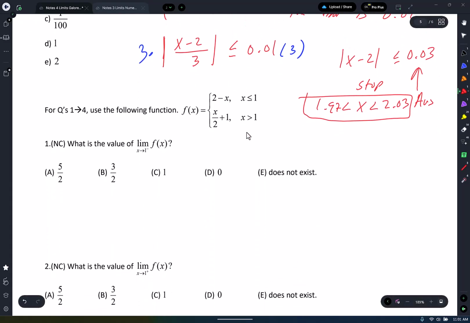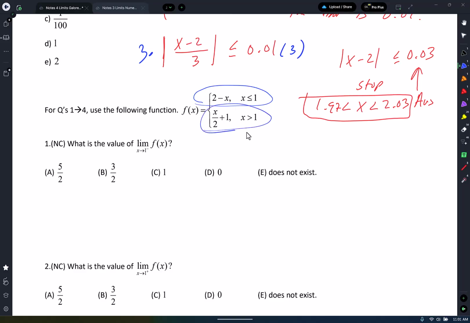Then we get to these questions. I think you guys are good now at these. These are one-sided. These are pieces. Hopefully you're kind of decent with piecewise functions. This means I behave like 2 minus x as long as x is less than 1. I behave like x over 2 plus 1 as long as x is greater than 1. So letter number 1, it says x approaches 1 from what direction? The left. So am I going to use formula A or formula B? A, because it's approaching from the left. What's 2 minus 1? 1. There it is. Do you see how we did it, guys?